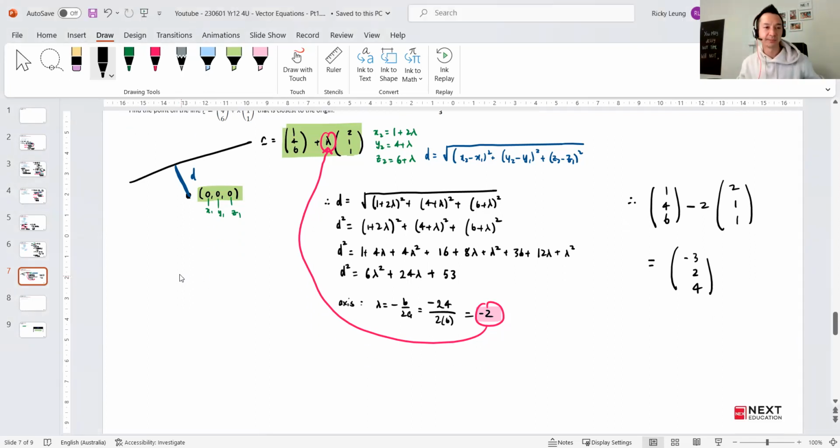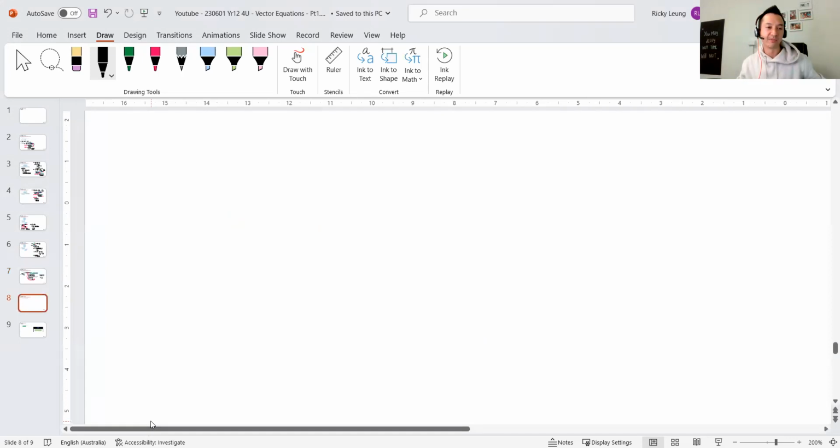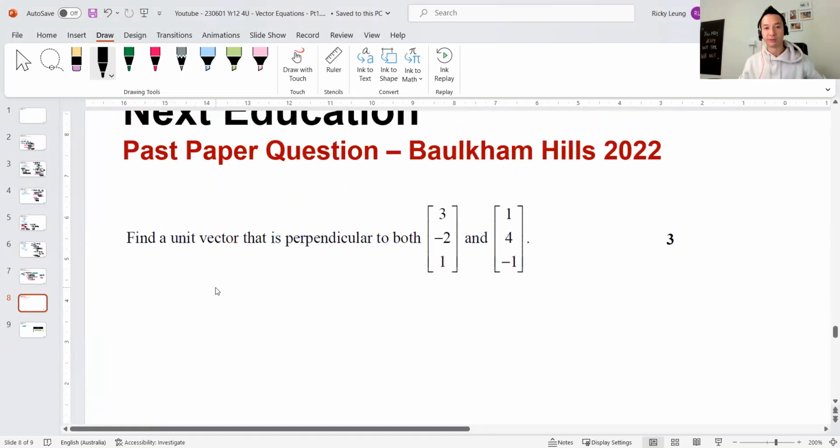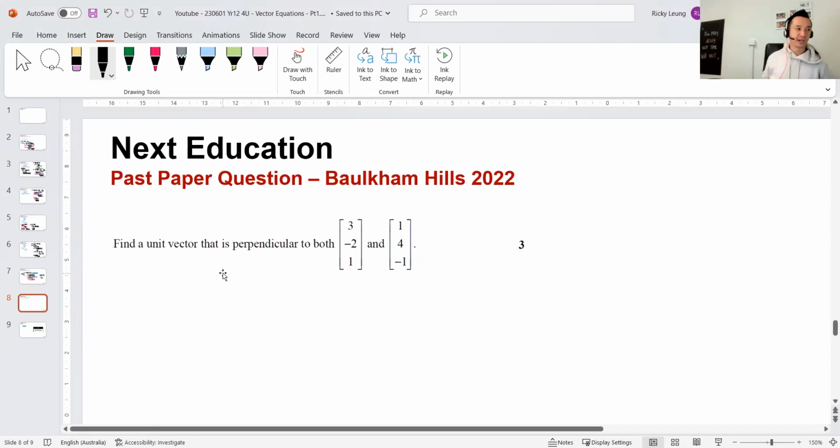Guys, I've got one more question, not too hard, along the same vein of vector equations. Balcombe Hills, 3 marks. Find a unit vector that is perpendicular to both. I like these questions. If you picture it, I've got position vectors in space, and I need to find a unit vector somewhere in space that is perpendicular to both.